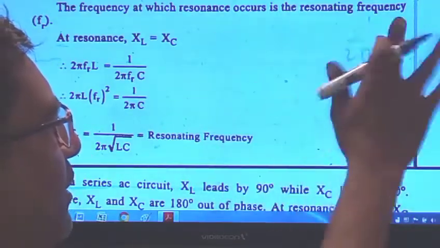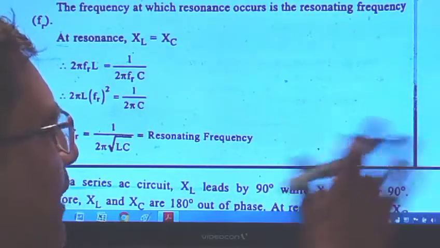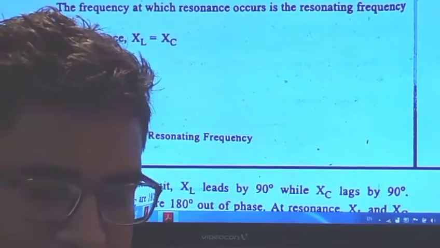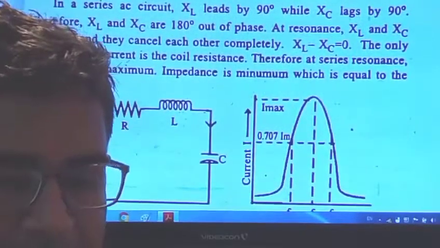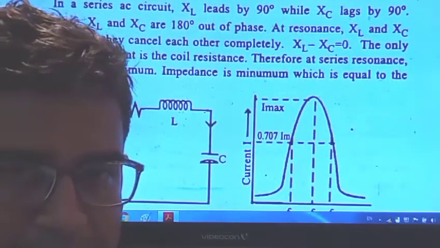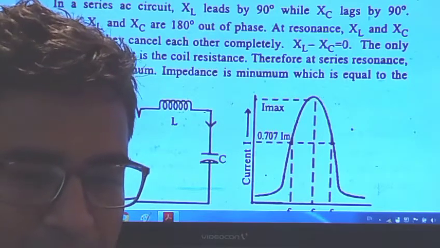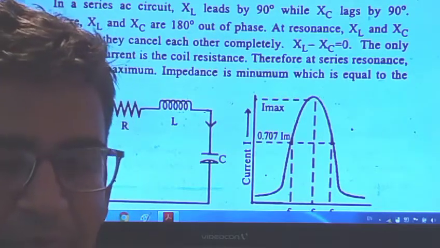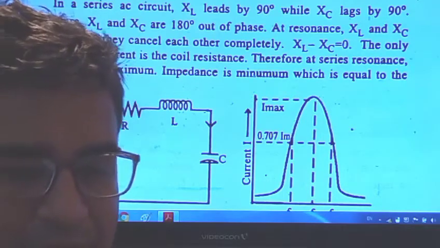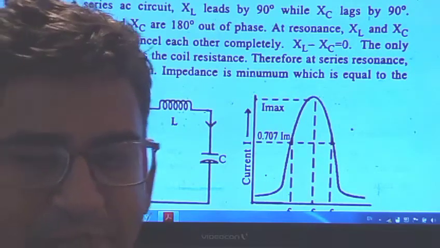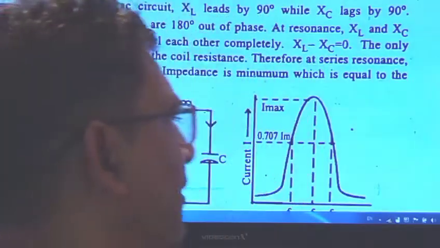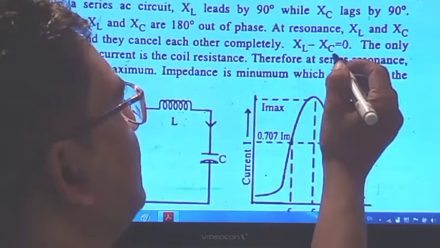So that is all about the resonant frequency obtained in a series AC circuit. In a series AC circuit XL leads by 90 degrees and XC lags by 90 degrees, so as you know, XL and XC are 180 degrees out of phase. At resonance, XL and XC are equal and cancel each other, since XL minus XC is equal to 0.